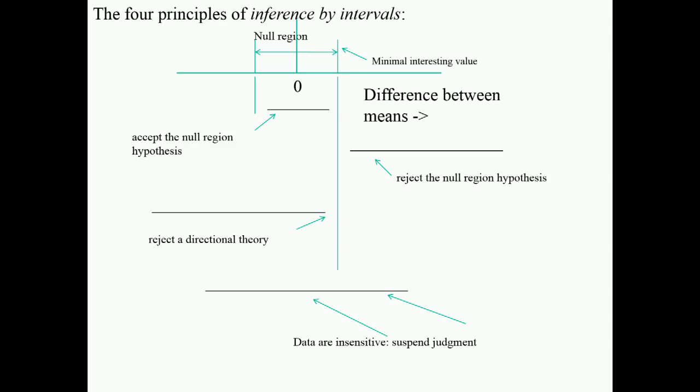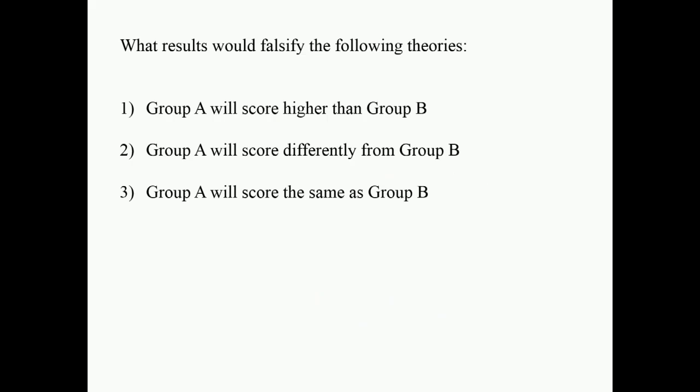Since an interval is always an interval, it always has length, so it will always include differences. Your data are always consistent with there being population differences. If you repeatedly test, then your interval shrinks, but it never goes to 0. Your interval will always include population differences, even if the sample mean is 0. Group A will score the same as Group B. That's falsified by a significant difference, either way. So three is falsifiable.